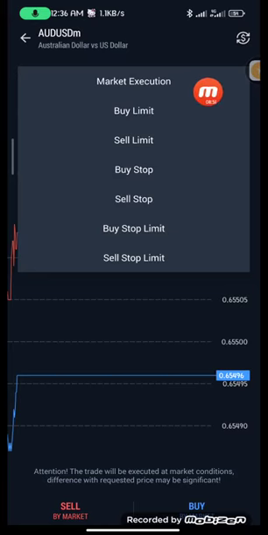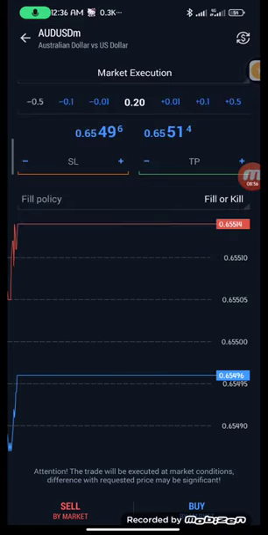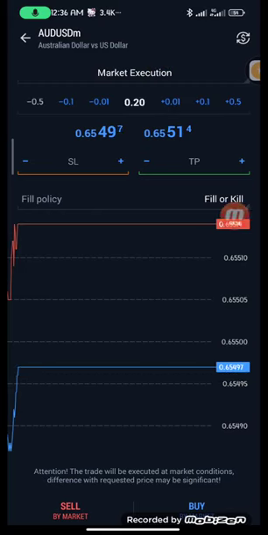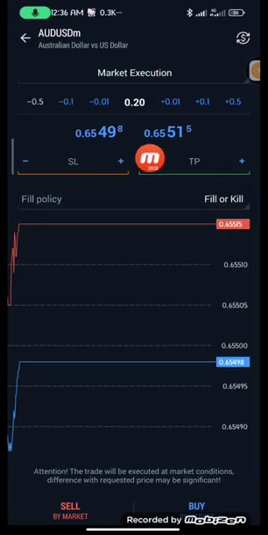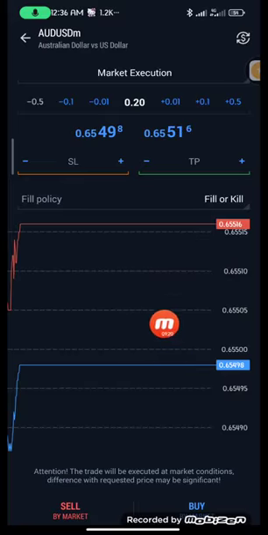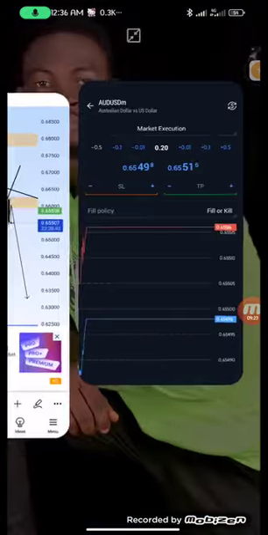You can see market execution here. Now when you want to take a trade and you are seeing it is at market execution, what they mean by that is that if you click this button, buy or sell, it means that you are buying or selling that particular currency at the current market price. Either you are buying or selling, you are doing it at the current market price. What do I mean by that?